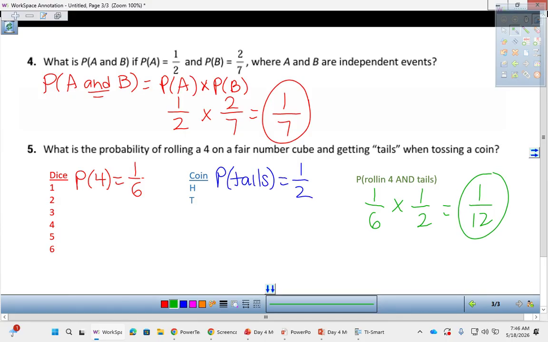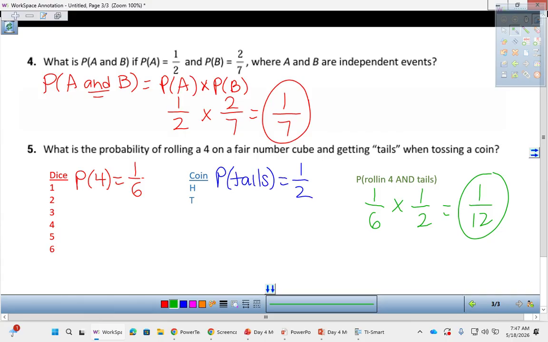So independent means the outcome of the first event, what I get on my dice, is not going to impact what I get on my coin. They're independent. If they're independent, then to calculate the probability of both of them happening together, you multiply them together. This is what we did in Friday's class.